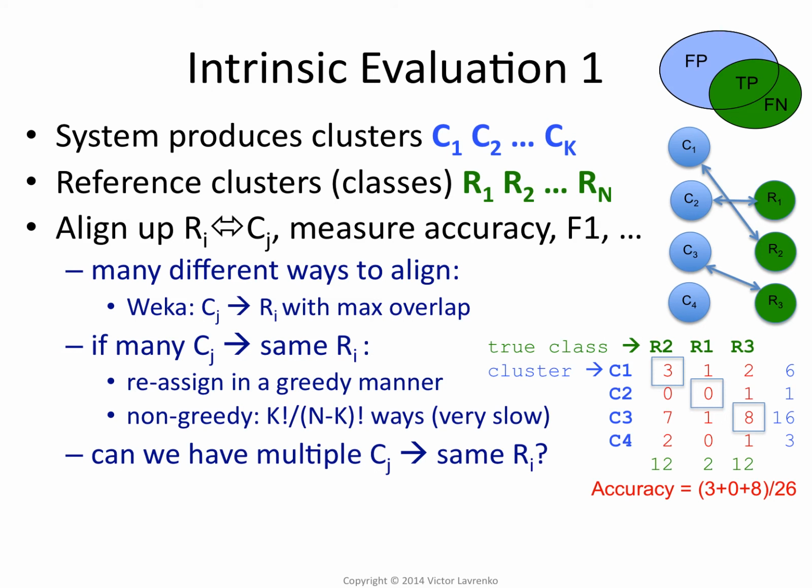What I'm claiming is, if you allowed multiple clusters to be assigned to the same reference class, then you could come up with a very, very simple, very dumb clustering strategy that would get 100% accuracy. Can you guess what that is? What clustering strategy would give you 100% accuracy on any data set? One big cluster? No, that's wrong. That wouldn't work. So the right answer is you have a cluster for every single data point. Like a singleton cluster for every instance.